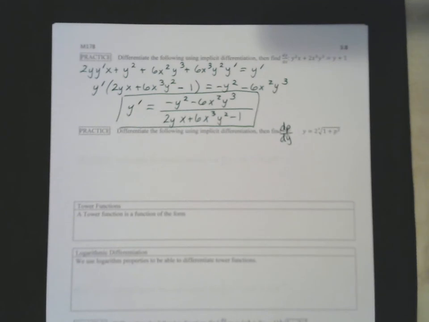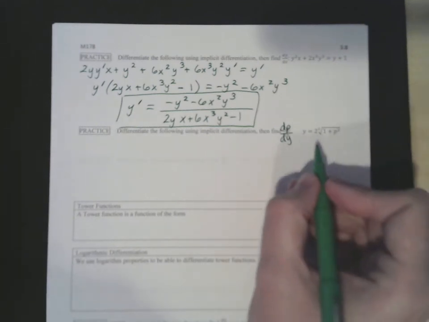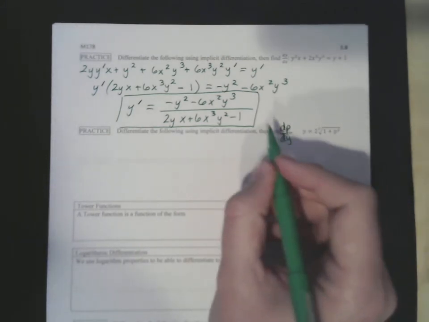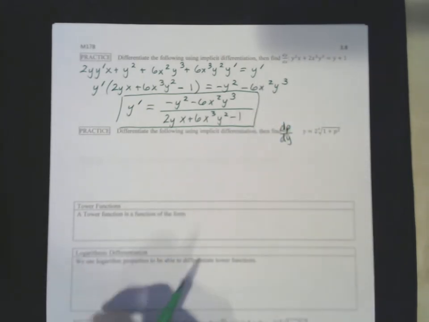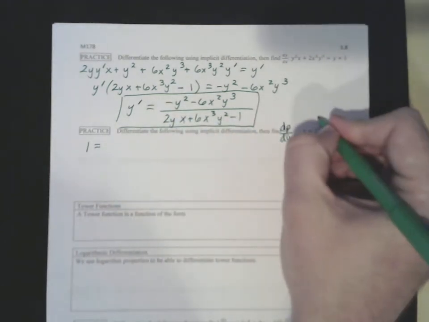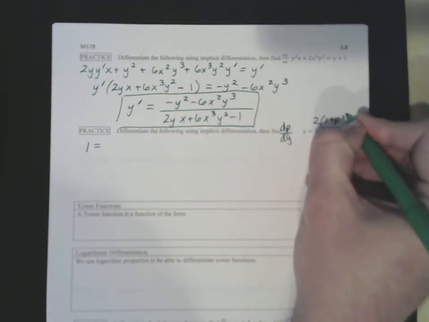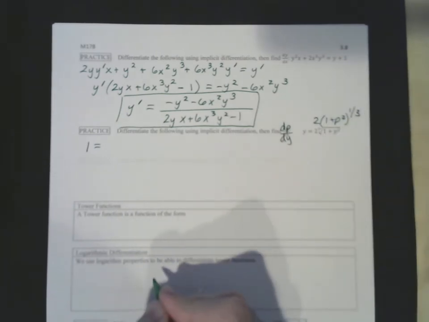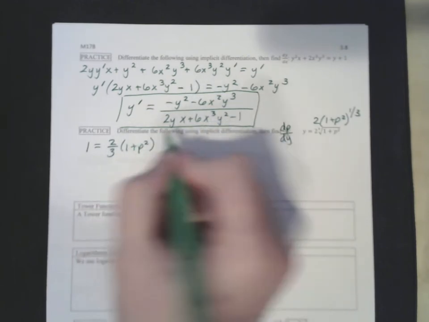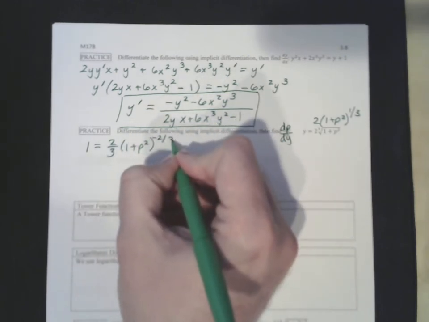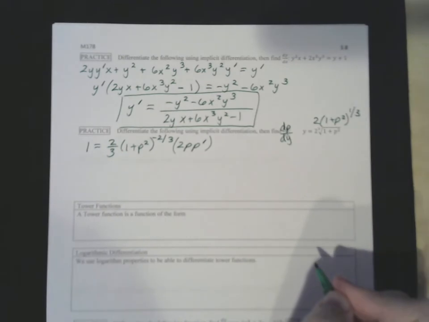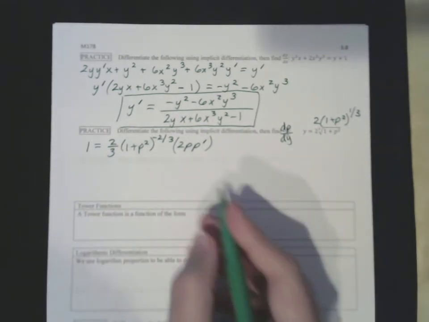Okay, so this next one here, we're doing dp dy, so y is the independent variable, it's acting like x, and p is acting like y. So our derivative then will be 1 equals, this is 2 times 1 plus p squared to the 1/3. So this will be 2/3, leave the inner alone, 1 plus p squared. 1/3 minus 1 is negative 2/3. And then the derivative of the inner is 2p p prime. And then we need to solve for p prime.